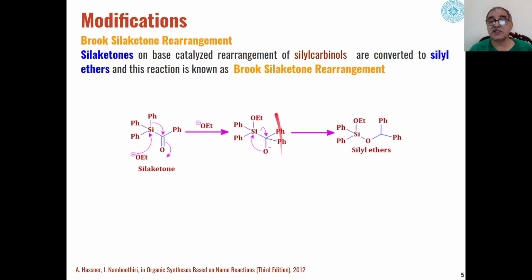And we will get these types of intermediates, and these intermediates through 1,2 Brook rearrangement will be converted into silyl ethers as the product. So this is a little modification of Brook rearrangement, and because the substrates involved are sila ketones, this is known as Brook sila ketone rearrangement.